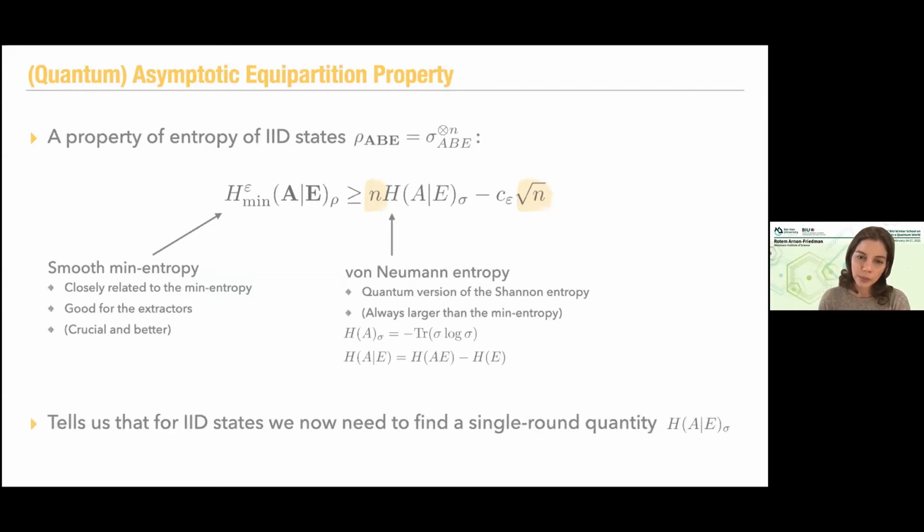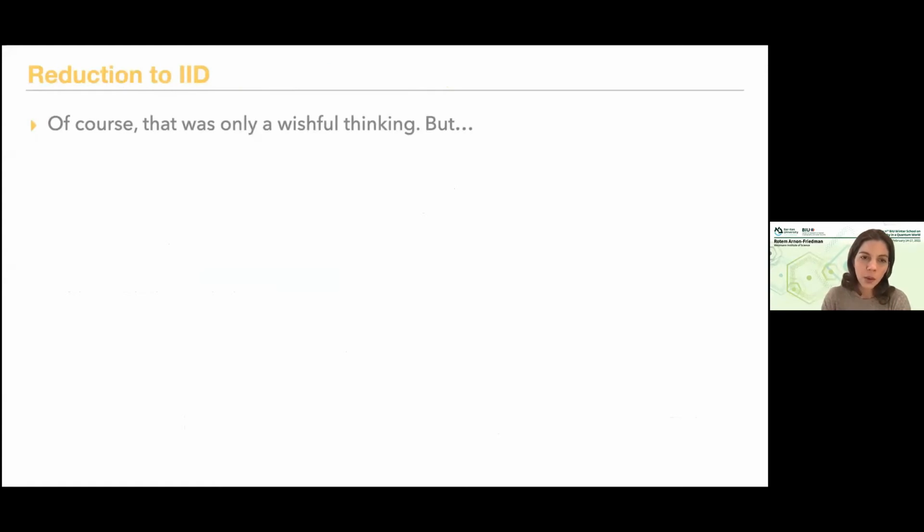So this basically tells us that in our proof, if we want to get a lower bound on the smooth min entropy and then say, okay, the extractor works, what we need to do now is focus on this single round quantity, this von Neumann entropy, for sigma, for just this state in a single round. So this is what we need to do in order to get a lower bound on this entire thing. So that's very good. So at least in this IID case, we know what to do.